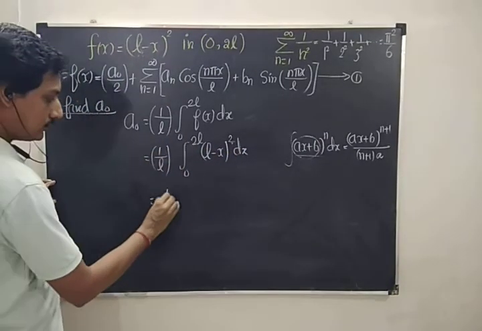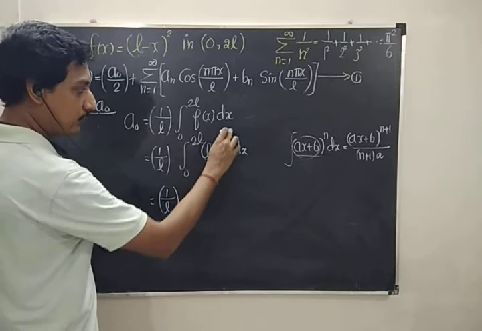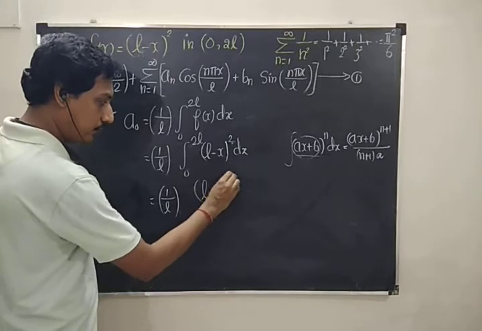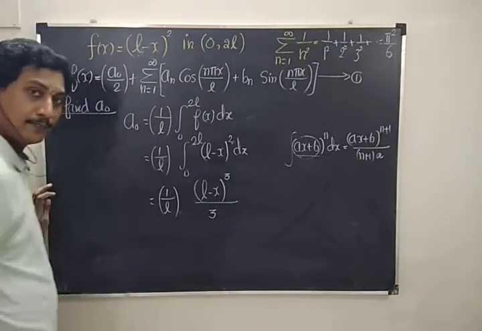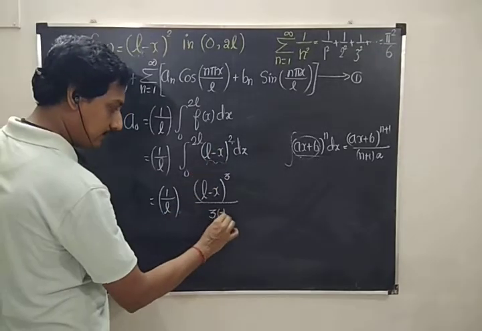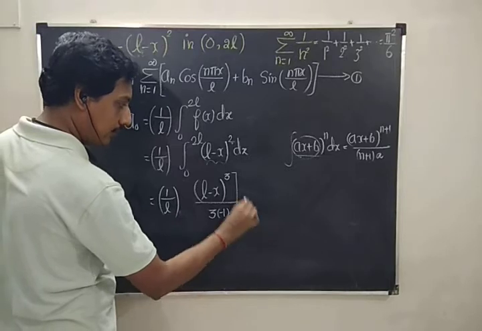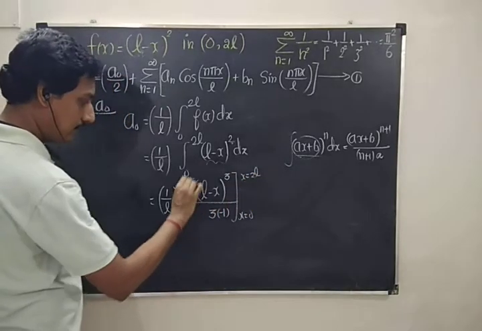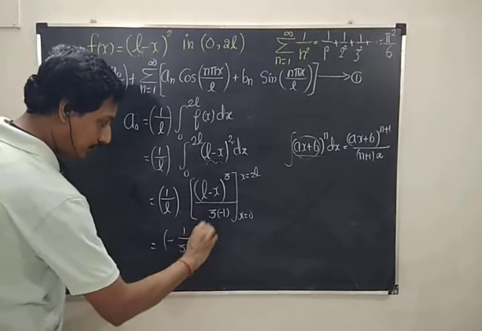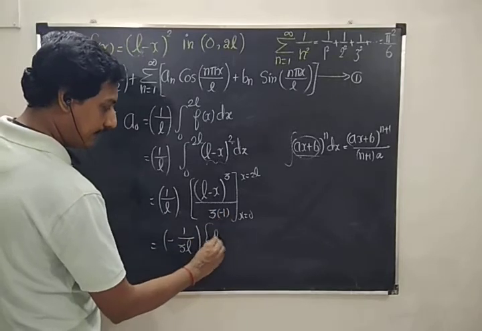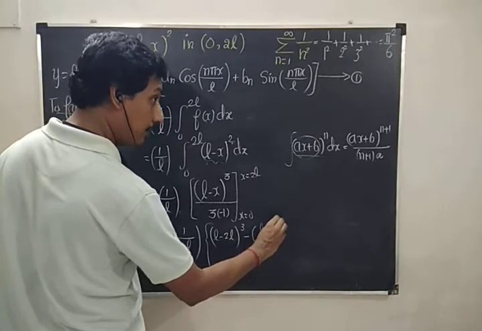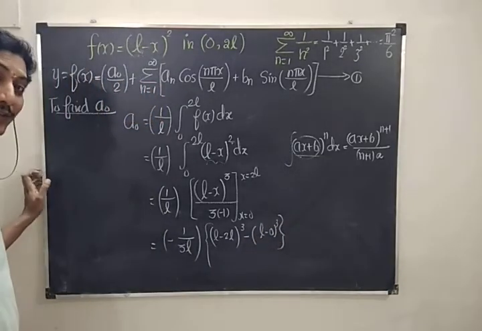So 1 by L, (L minus x) whole square. This is a linear function with power 2. So (L minus x) whole power 2 plus 1, that is 3, by 3. Once again, differentiating L minus x with respect to x, I am getting minus 1. So, x equal to 0 to x equal to 2L, minus 1 by 3L. Substitute x equal to 2L: (L minus 2L) whole power 3 minus (L minus 0) whole power 3.